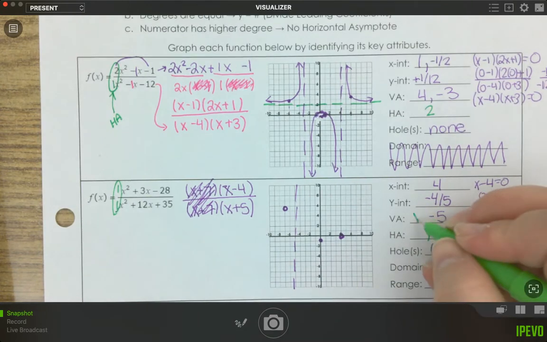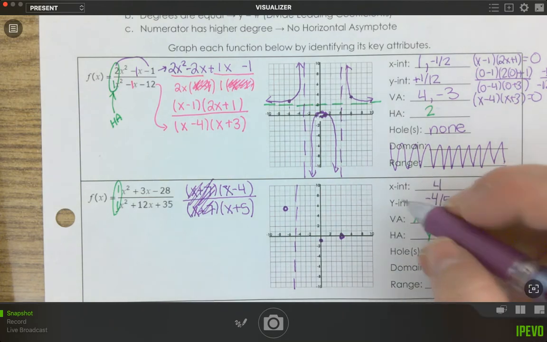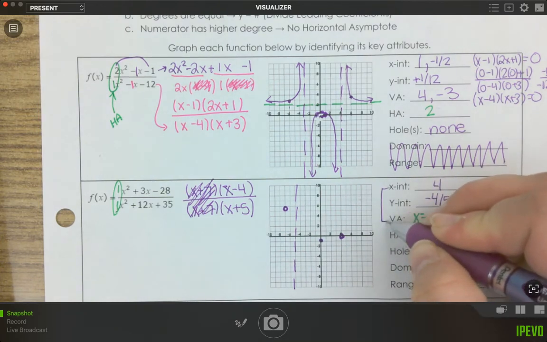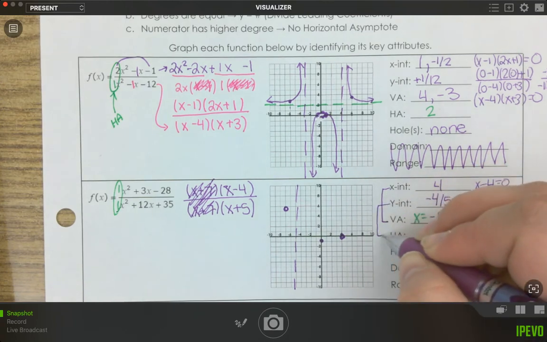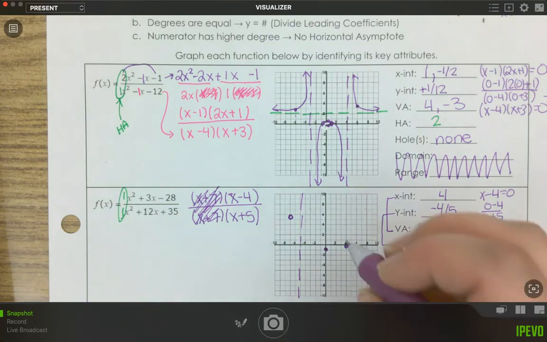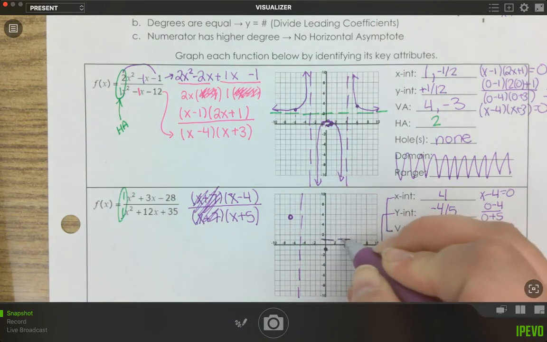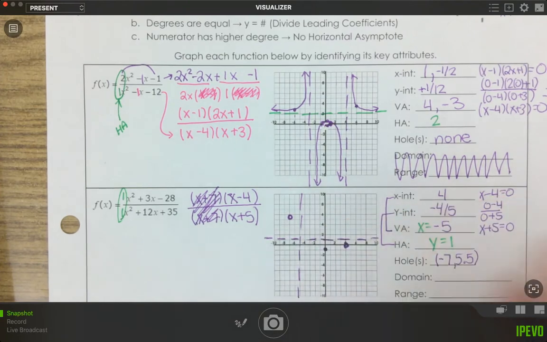And you can write x equals on the vertical one if that helps you remember. X-intercept and vertical asymptote both involve x. The y-intercept and the horizontal asymptote both involve y. So then I go to where y is 1 and draw my horizontal asymptote. Like that.